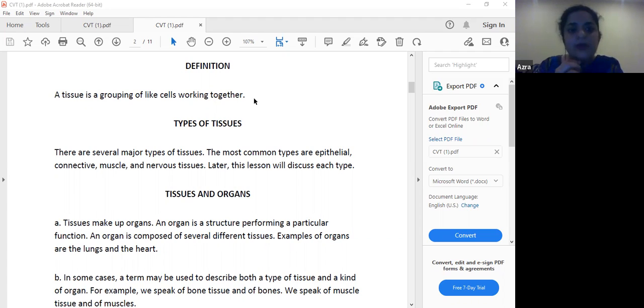A tissue is a grouping of like cells, when the cells are working together. Now, types of tissue. There are several major types of tissue. The most common types are epithelial, connective tissue, muscle tissue, and nervous tissue.